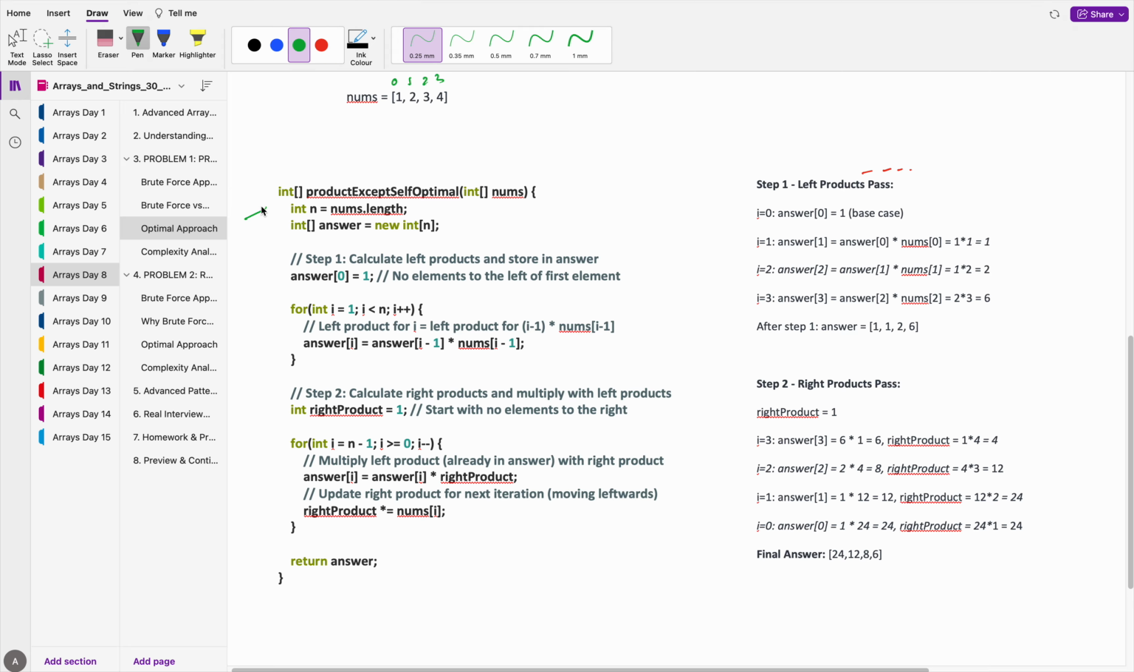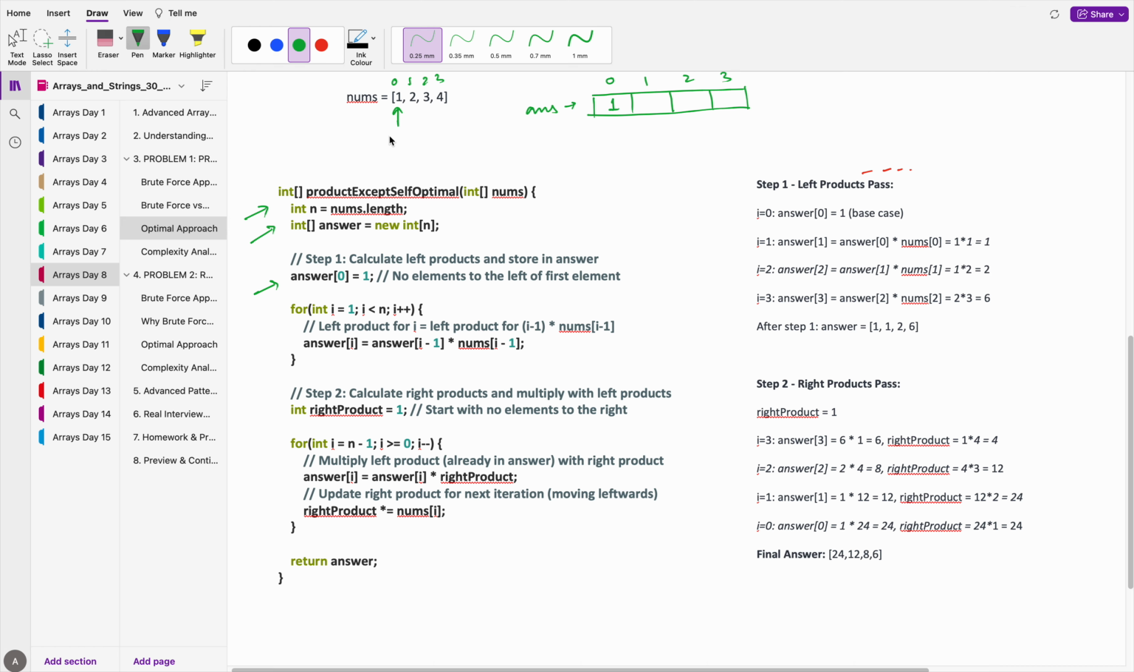Now here you can see we have calculated the length of this array. We have created an answer array having 4 items, 1, 2, 3 and 4, with indexes 0, 1, 2 and 3. Done. Now calculate the left product and store it in answer. But for this leftmost item, what is the left product? It is only 1. If you put 0, then multiplied by left and right, it will become 0. So I put 1.